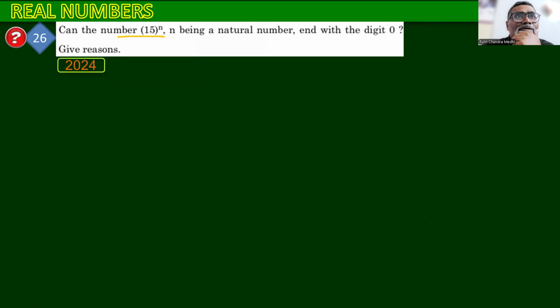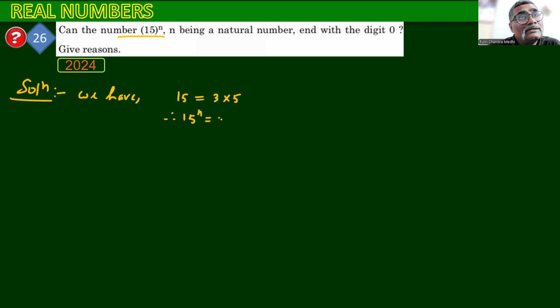Can the number 15 to the power n, n being a natural number, end with the digit 0? Give reasons. So let me answer it, because I know you know it, but I want to answer it to show you the statement that you will write. So you first do the factorization of the number. 15 is equal to what? 3 into 5. Therefore, 15 to the power n will be 3 to the power n into 5 to the power n.